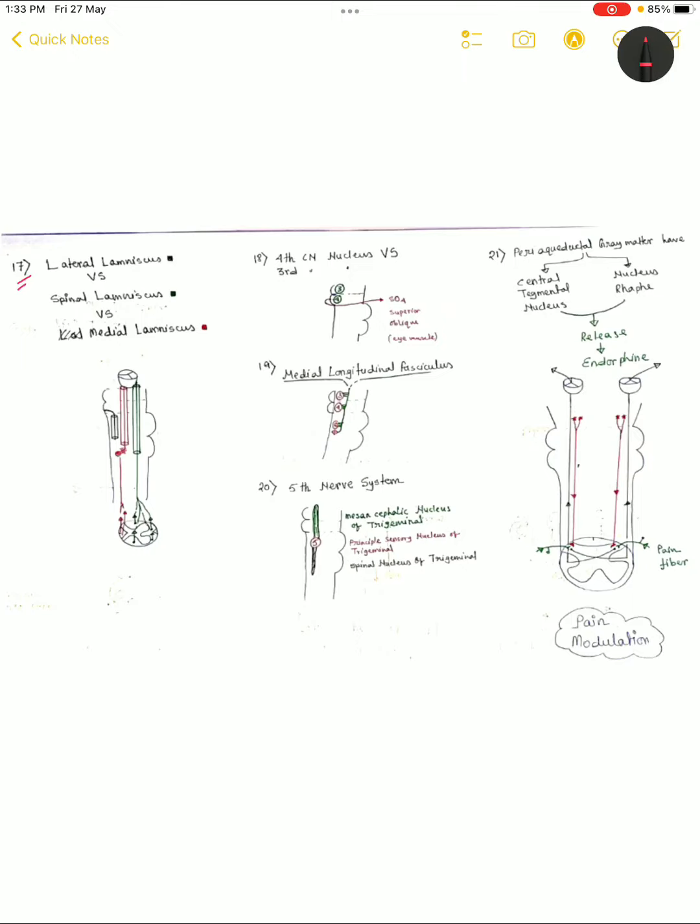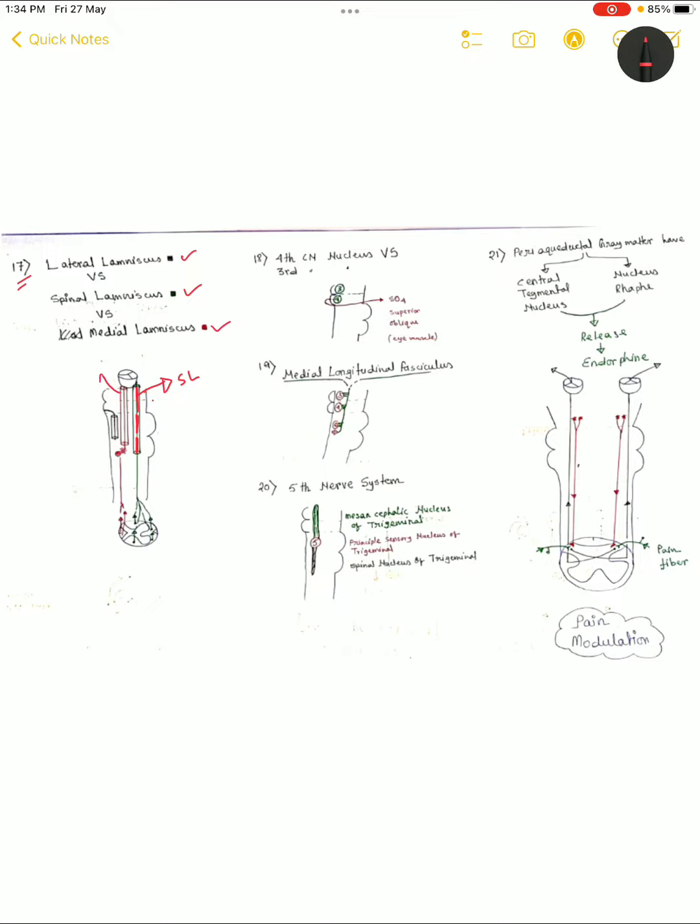So in slide 17, we are going to see a comparison of the lateral lemniscus, the spinal lemniscus, and the medial lemniscus. Find here, this structure is what? This structure is our spinal lemniscus. You can find spinal lemniscus in the whole midbrain, at both levels, superior and inferior colliculi, in the whole pons and the medulla oblongata.